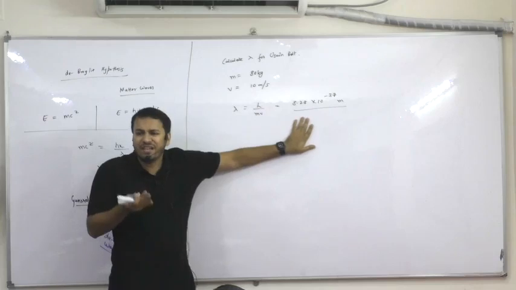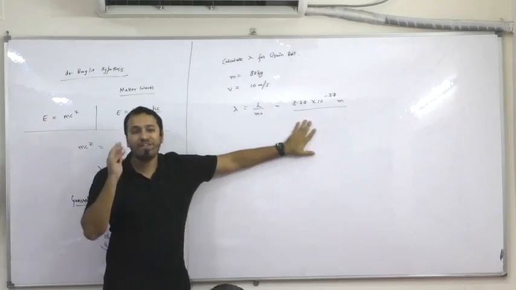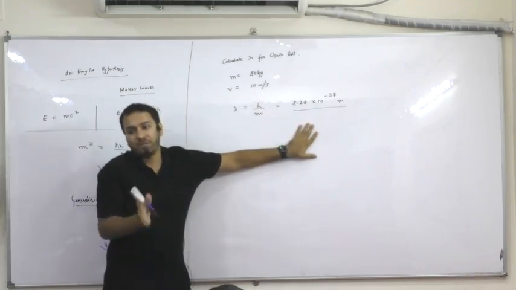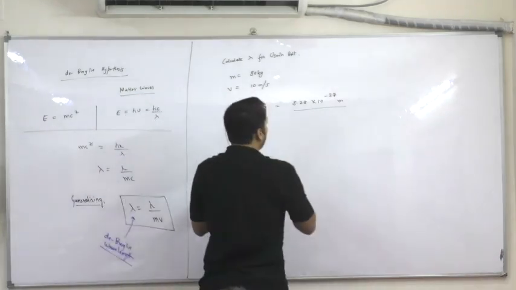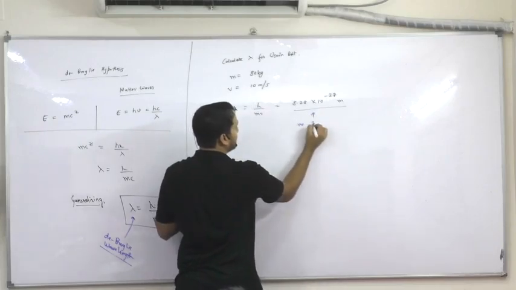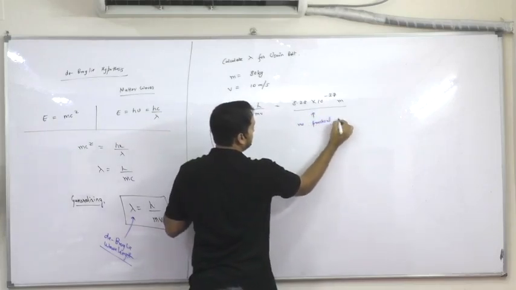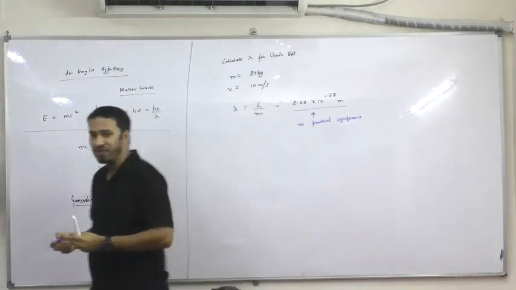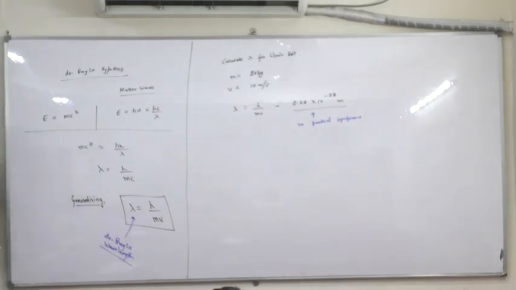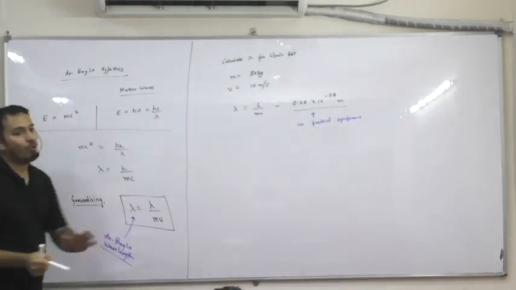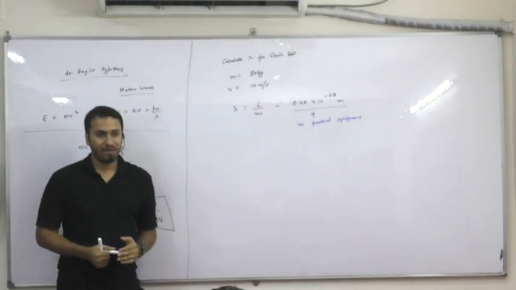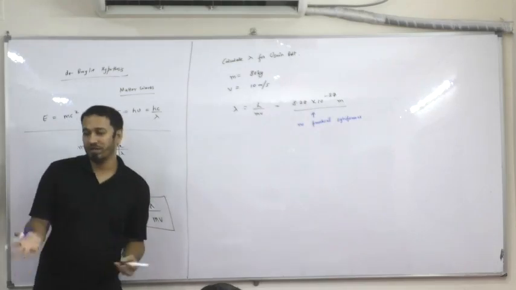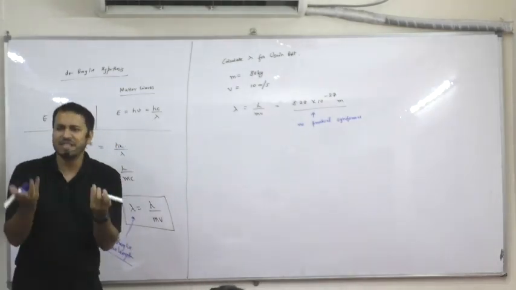But is this wavelength significant? No. Look at the value. It is 10 power minus 37. It is so small that it means nothing. So this wavelength has no practical significance. This wavelength which Usain Bolt has, 8.28 into 10 power minus 37 meters, has no practical significance. For all purposes, Usain Bolt is a particle. We cannot consider him as a wave because the wavelength is insignificant.